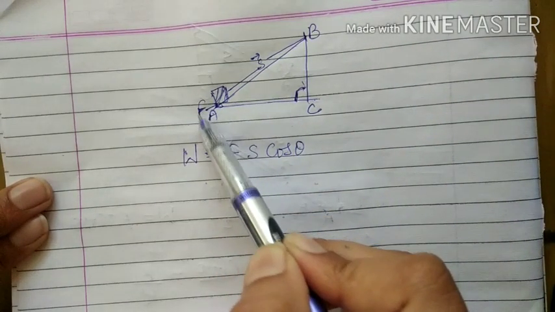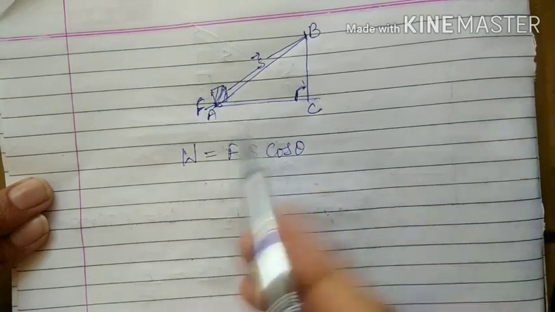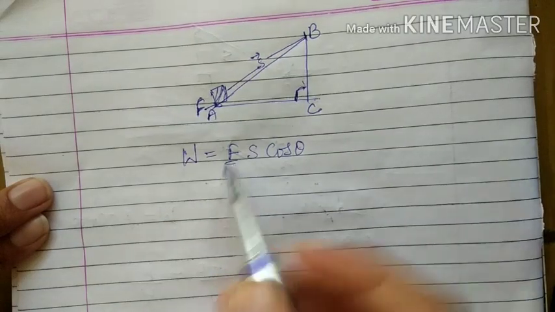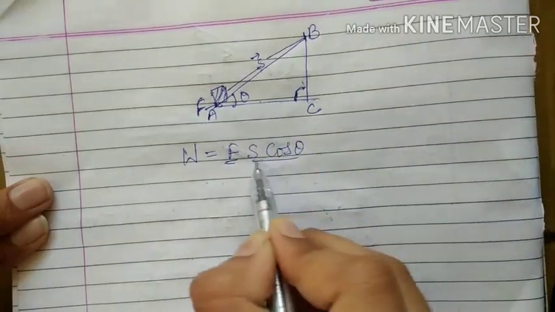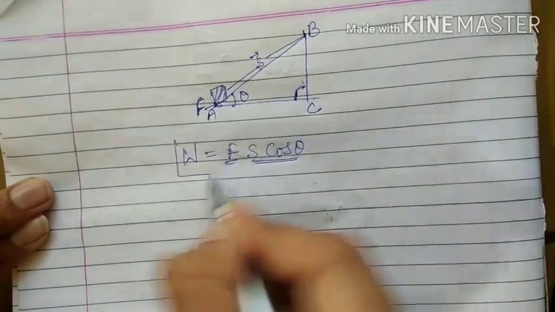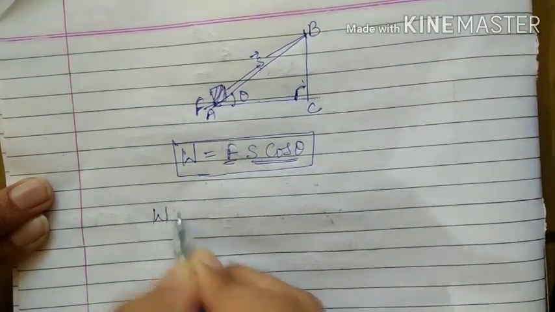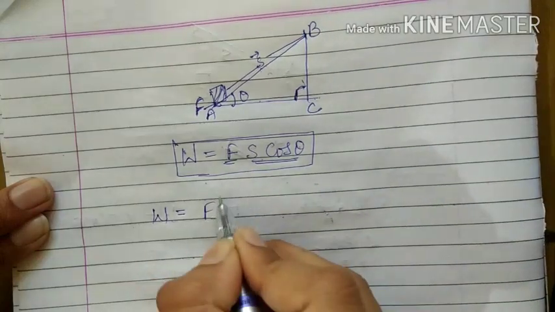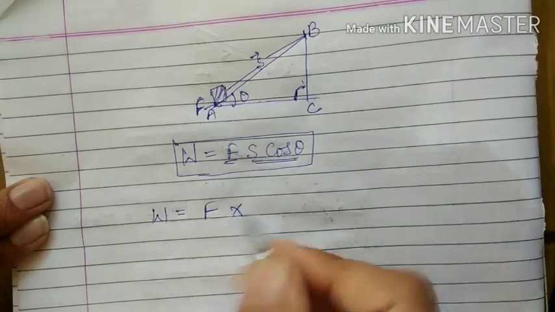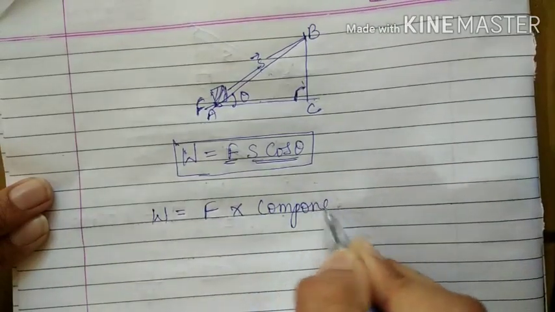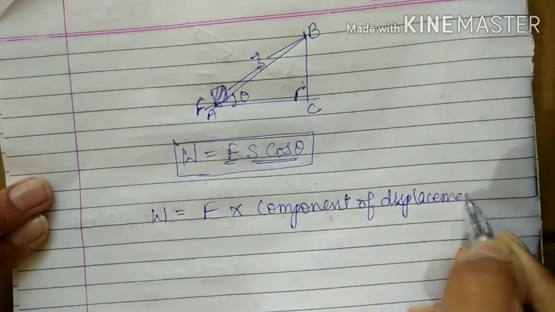The amount of force applied is F only, so F we have. We have to find the component of this displacement; this we have to derive finally. What we want right now is W equal to F, the amount of force applied on the object, into the component of displacement. This we have to find out.